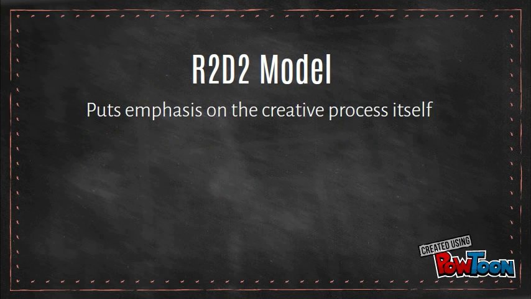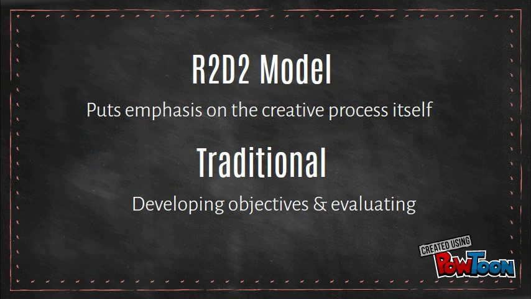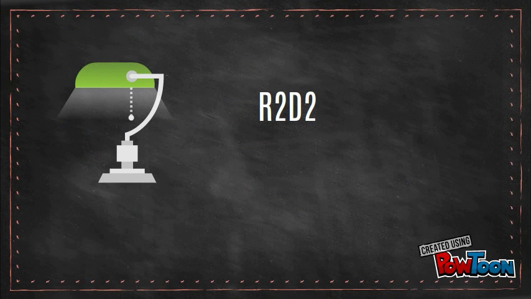The R2D2 model puts emphasis on the creative process itself, whereas the traditional model focuses on developing the objectives before and evaluating the material after developing the instructional materials. In creating this constructivist ID model, Willis wants to represent the values of constructivism as presented by Lebeau. Willis, however, also makes it clear that it isn't an always hard and fast rule or procedure in this process.